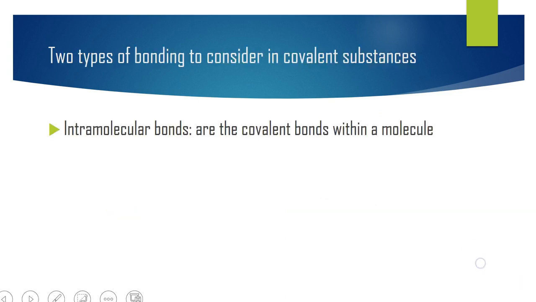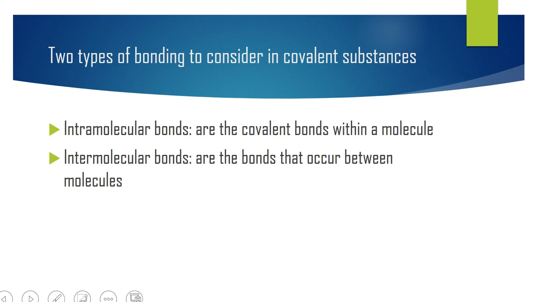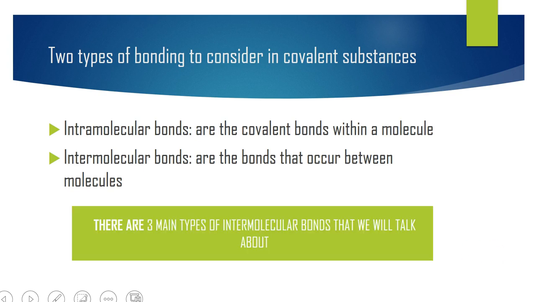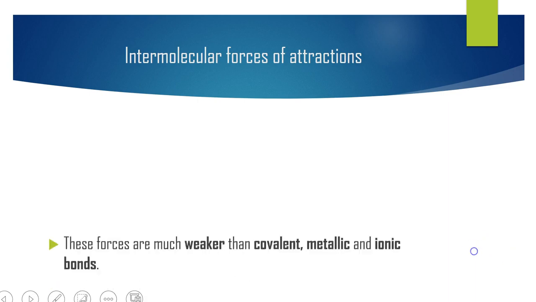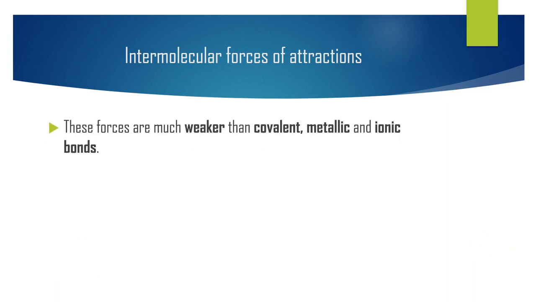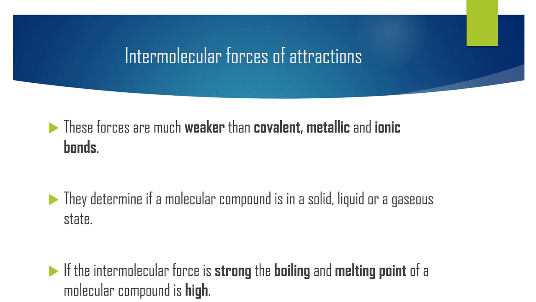So we need to look at our intramolecular bonds and consider what they're doing. These are the covalent bonds within the molecule, so they will be polar or nonpolar. And then we look at the intermolecular bonds, which are the ones between molecules. There are three main types of intermolecular bond that we will talk about, and you need to be able to identify these in substances as well as talk about their relative strengths. Basically these are much weaker than covalent, metallic or ionic bonds. They're holding the substance together, but they're not bonding the atoms together. And they determine the state.